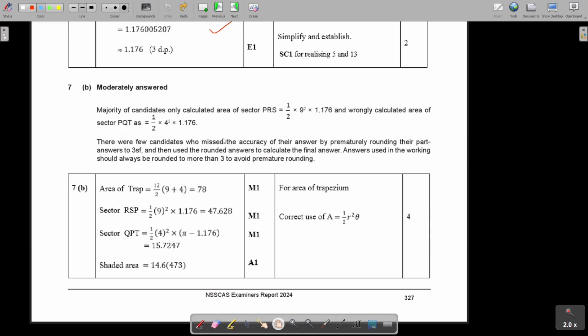Okay, so the area of the trapezium was this 78. So if they saw that you got the area of the prism, then they gave you a mark. They saw you got the area of the one sector, they gave you a mark. For the other sector, a mark. And then for the final answer, your last mark.